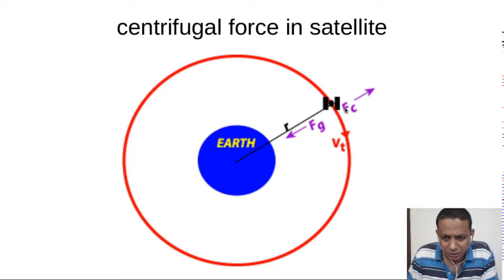and there will be a centrifugal force that is equal to mv square by r. m is the mass of the satellite, v is the velocity, and r is the radius. So when these forces balance, the satellite will be in the orbit itself.